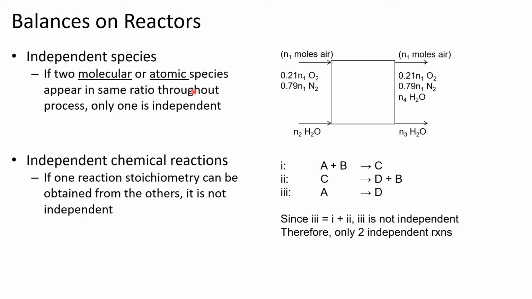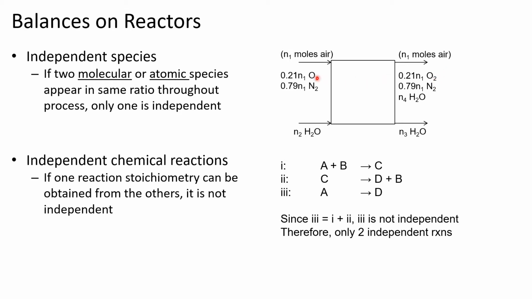If two molecular or atomic species appear in the same ratio throughout a process, only one is independent. A situation in which they do appear in the same ratio is shown over here to the right for this process flow diagram. This input stream here is air, and in air we know the ratio of oxygen to nitrogen is 21 to 79. This output from the process contains oxygen and nitrogen in the very same ratio as in the input air. The ratio is 21 to 79.